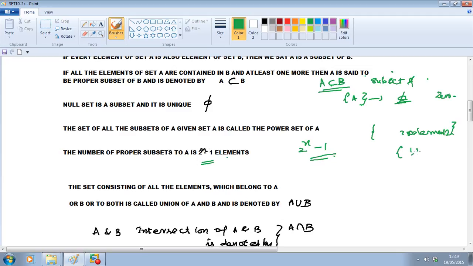Suppose you have A = {1, 2, 3, 4}. We can say {1} is a subset of A, {2} is a subset of A, {3} is a subset of A. Like that we can go on to {1, 2}, which is another. So we can say {1, 2} is also a subset of A. We say {2, 3} is also like that. We can write 2 to the power n minus 1. That many different combinations we can try.